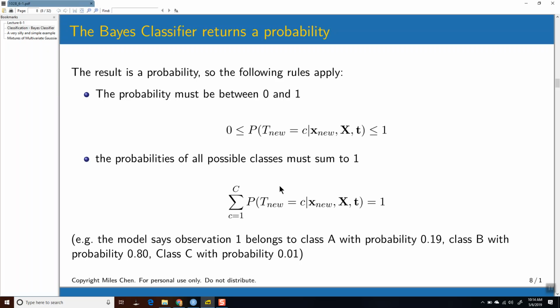So if there's 5 classes possible, when you calculate the probability that this new observation belongs to class 1 or class 2 or class 3, 4, or 5, those things have to add up to 1 because it has to be one of those 5 classes. So the sum of these probabilities has to add up to 1. And in this example, I've got 19, 80, and 1%, and that adds up to 100%.